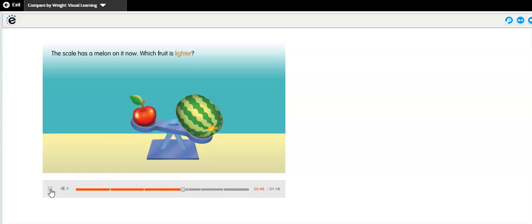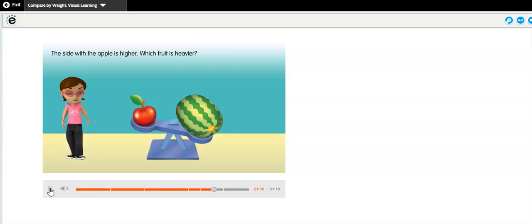The scale has a melon on it now. Which fruit is lighter? Okay, so now we're trying to figure out which fruit is lighter. So we're not trying to figure out which fruit is heavier. We want to figure out which fruit is lighter. So the lighter side of the scale will be higher. Which side of the scale is higher? That's right, the apple is higher. So the apple is the fruit that is lighter. The apple is lighter. How do you know the apple is lighter? The side with the apple is higher.